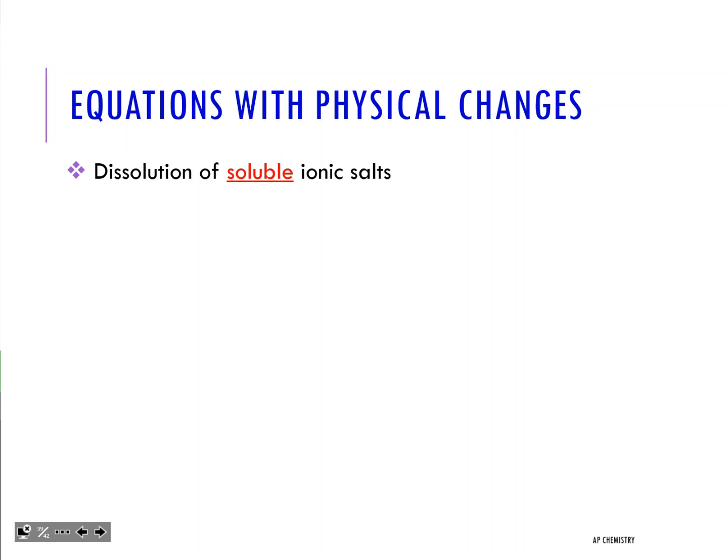Now let's talk about physical changes real quick. Writing equations with physical changes. Dissolution of soluble ionic salts. What does that look like? Balanced chemical equation, it's just the solid going to the AQ. Solid means it's together as a solid, AQ means it's dissolved in the water.